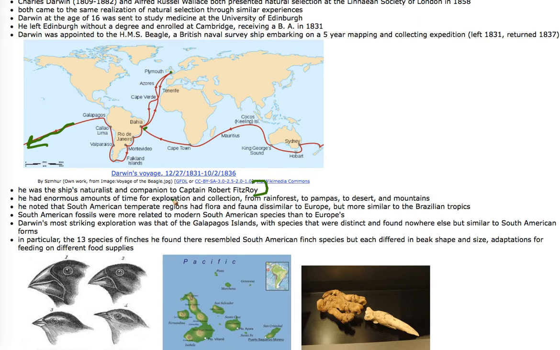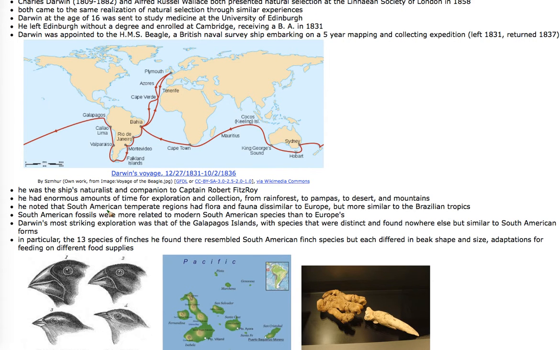So he had enormous amounts of time where he spent collecting and classifying and sorting through things that he got from rainforests, pampas, deserts, and mountain areas. He noted that South American temperate regions had flora and fauna dissimilar to Europe, but more similar to the Brazilian tropics. And he thought it was odd that the flora and fauna was distributed that way. Of course, remember, he's not thinking that those species are related. He's probably still got the idea in his head that God put everything there in a few days of creation.